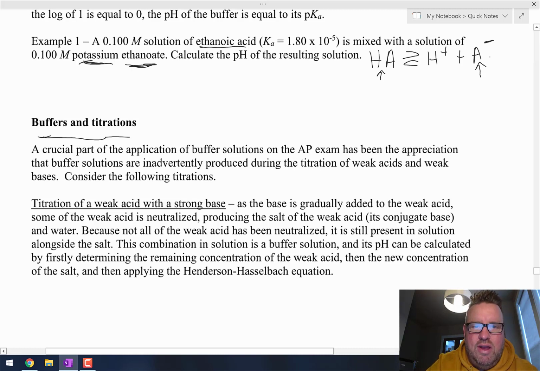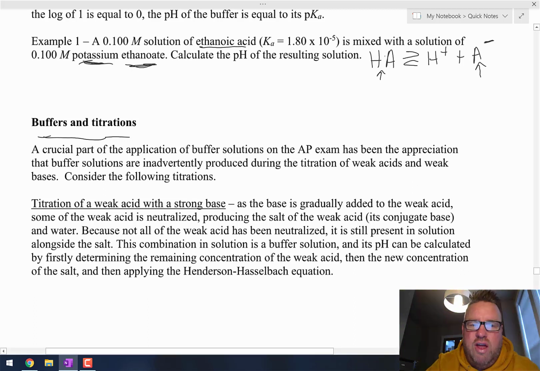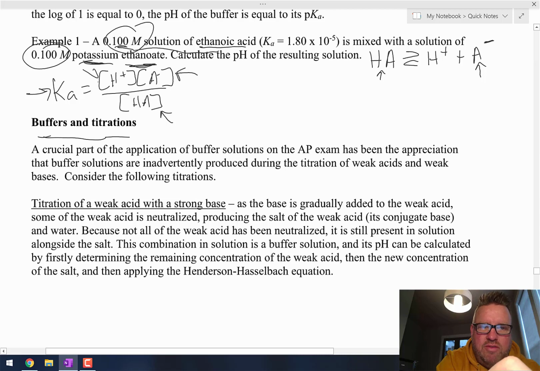So in this case, they want to know the pH of the solution. We know that's based on the hydrogen ion concentration. So let's think about the Ka expression. The Ka expression is going to be H plus times the ethanoate ion over the concentration of HA. If you think about it, we know the concentration of the acid, and we know the concentration of the ethanoate, and they give us the Ka value. What's the only thing that's missing? Of course, the hydrogen ion concentration.